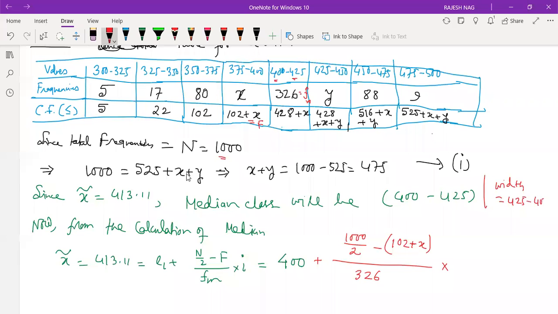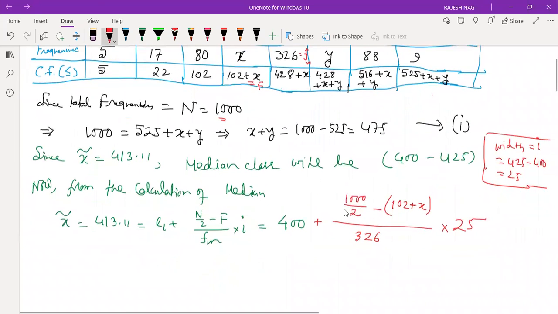Width of the median class is equal to 25. So these are formula. We have generated a formula which involved only x. Luckily, the median formula involved only one unknown, that is x. And so from this equation we can easily find x, and then putting x in equation 1 we can get y. So this is a quite simple calculation. Let us check. Start.